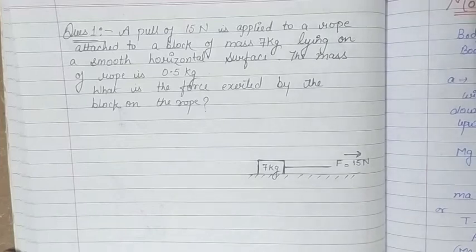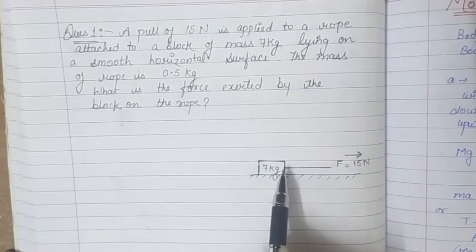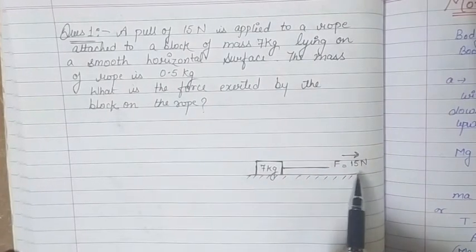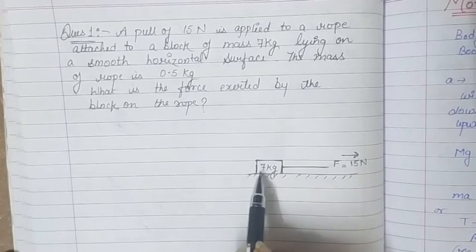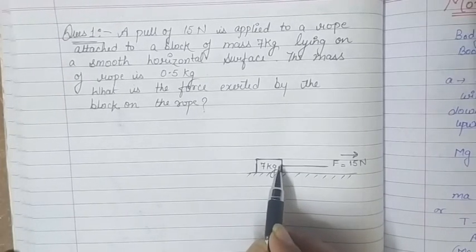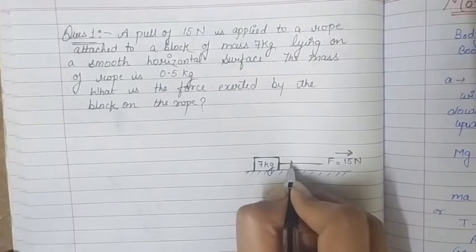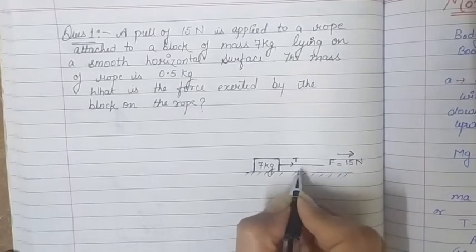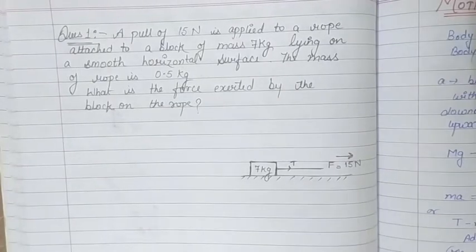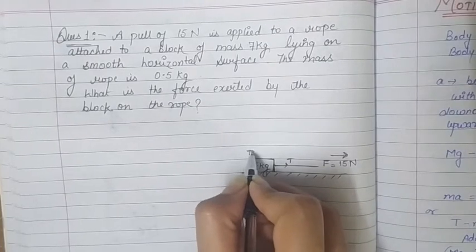We have to find the force exerted by the block on the rope. So we want to know the force that is exerted by the block on the rope. This is the pull that we are applying on the system of block and rope, and at this point of contact this block is applying some force on the rope. Let this force be T, and this rope, according to Newton's third law, is also applying an equal and opposite force to this block. Let that force be T dash.